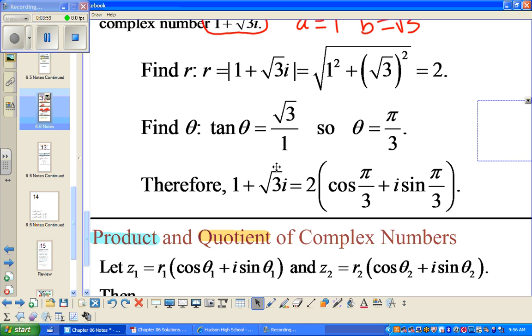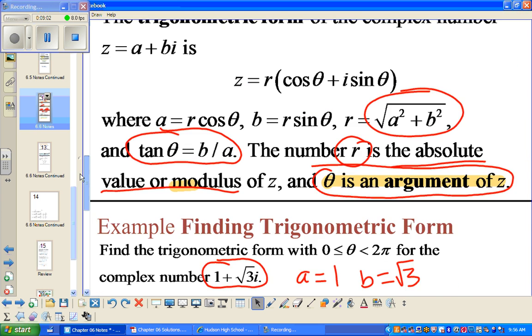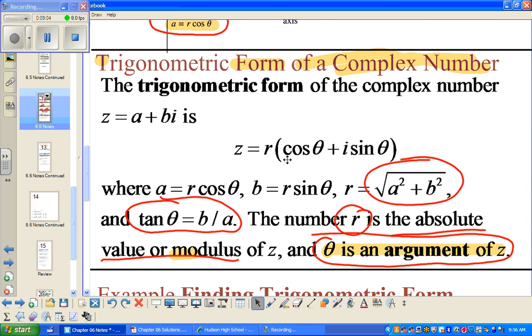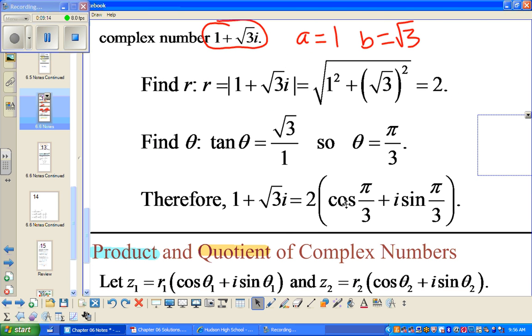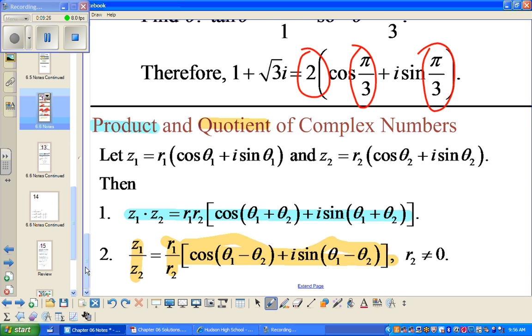Remember, when we write our trigonometric form, we factor out that r, or we leave it out, I guess you could say. So to write it in this form, once we found r and theta, we just plug those in. Here's r, and here's theta. Everything else is always the same. A couple more things to note and write down.